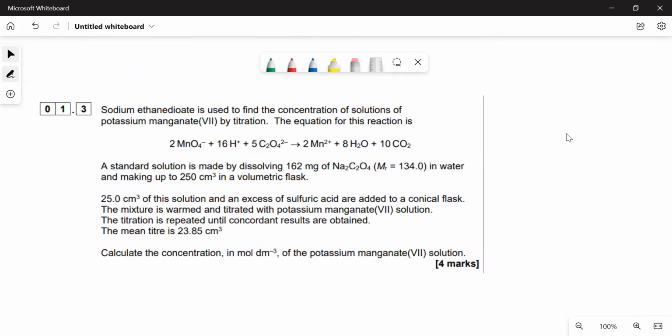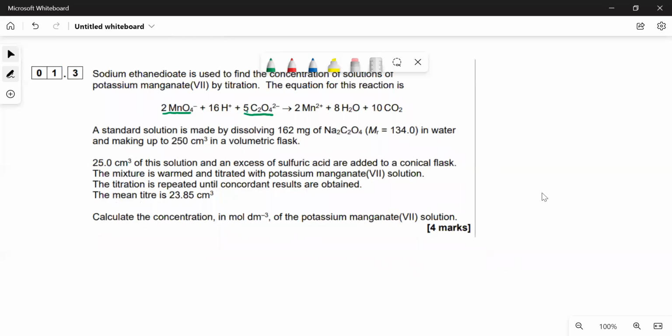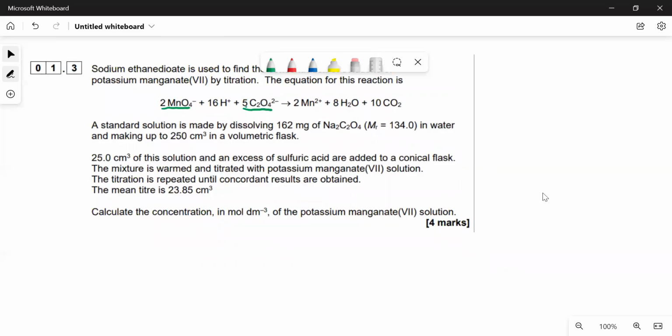Sodium ethane dioate is used to find the concentration of solutions of manganate in solution by titration. So you've got manganate there reacting with the ethane dioate ion, 2:5 ratio. Okay, so we've got to calculate the concentration of the potassium manganate solution. Okay, so what have they done here? They make up a standard solution of ethane dioate, 250 centimeters cubed. All right, so that's the sodium ethane dioate, it's the dioate ion, not the acid.